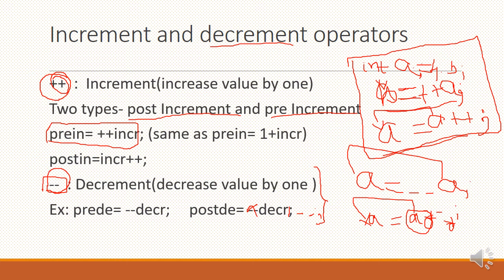The concept is very easy. Increment is nothing but it is going to increment the value by 1. Decrement is nothing but it is going to decrease the value by 1. Next, two types of operators are there: post increment and pre-increment in the increment operator, post decrement and pre-decrement in the decrement operator. That is the operation I showed in the example.